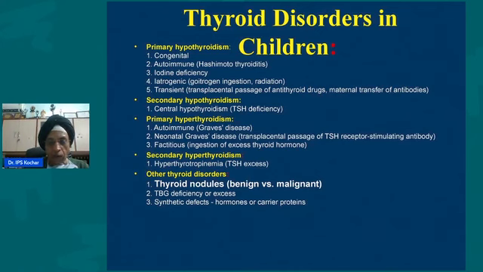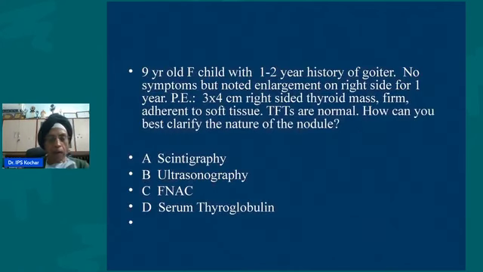So let's start with a case. A 9-year-old child with a history of goiter, no symptoms, but enlargement noted on the right side for 1 year. On physical examination, there is a 3 by 4 centimeter right-sided thyroid mass, firm, adherent to the soft tissue. So you find it very worrying. The thyroid function tests are normal.